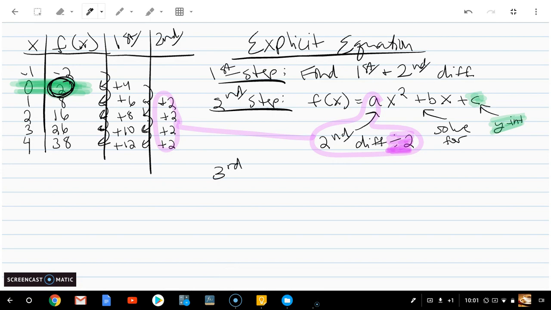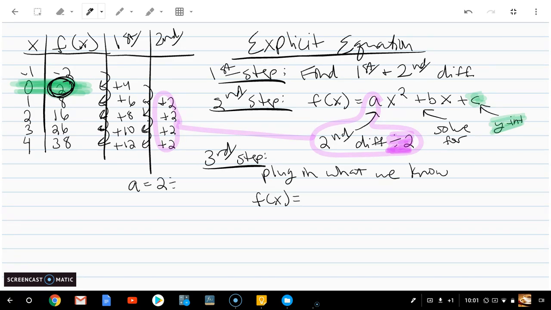So the third step is, let's go. Our third step is to plug in what we know. So we have f of x equals a, in this case, is 2 divided by 2, which is 1. So I'm going to put 1 x squared plus, I have to solve for b times x, plus my y-intercept, in this case, is 2.